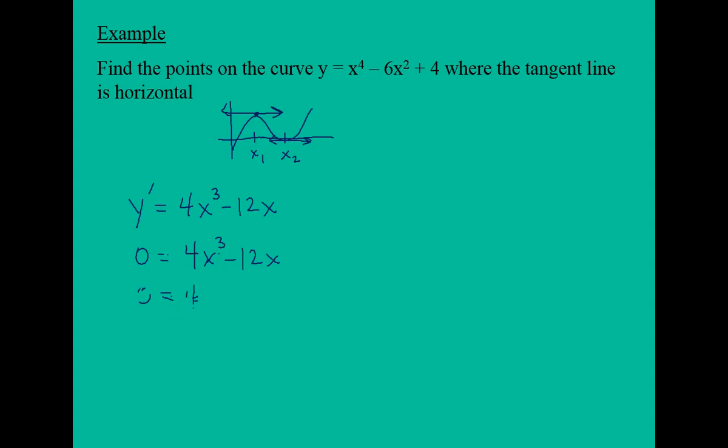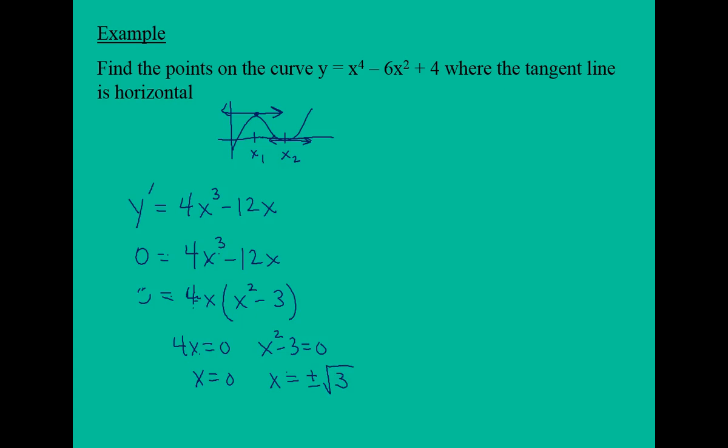So if we factor out a 4x, we'd have x squared minus 3. We would set each factor equal to 0. Here we would get x equals 0. And when we solve this one, we would get x equals plus or minus, because when we take the square root of both sides, we have to take the positive and negative value. So we would get x equals plus or minus the square root of 3.